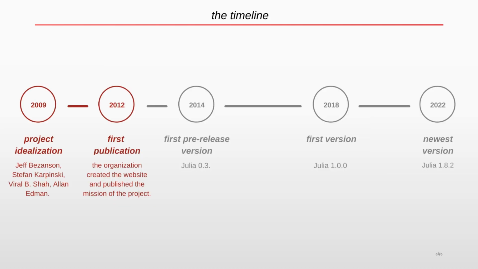So, here we have a short timeline of the Julia language development. The first publication of the project in a website was in 2012, and the first pre-release was in 2014 with the Julia version 0.3. The version 1.0 was released in 2018, and now, 10 years later of the first publication, we have the version 1.8.2. It is important to say that Julia language is an open source project on GitHub, and everyone can contribute.